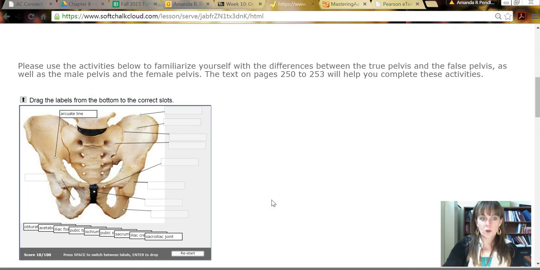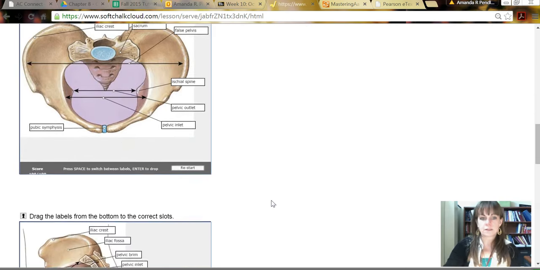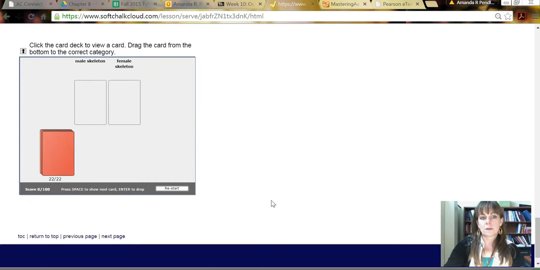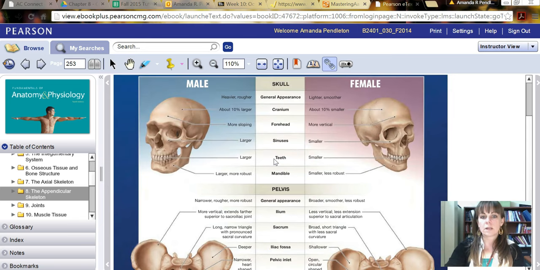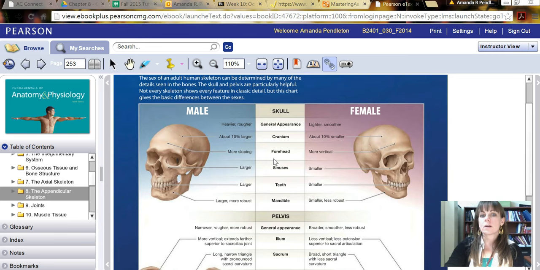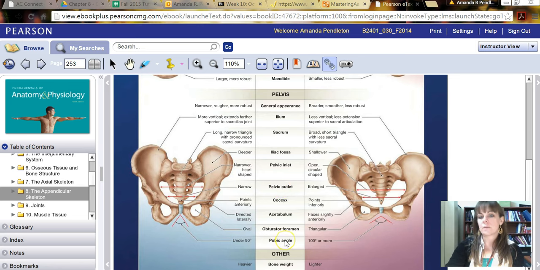And so here, in the rest of your homework activity, are some labeling exercises to help you get familiar with these terms on different images in the textbook. And there's also this activity to help you start thinking about the differences between the male and the female skeleton. If you look in your books on page 253, there's an entire page that goes through the differences between males and females, and it particularly focuses on the pelvis because this is one of the main places where we begin to see a difference between males and females.